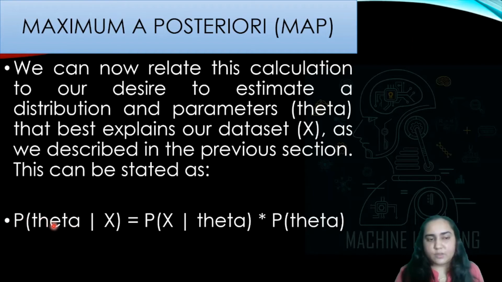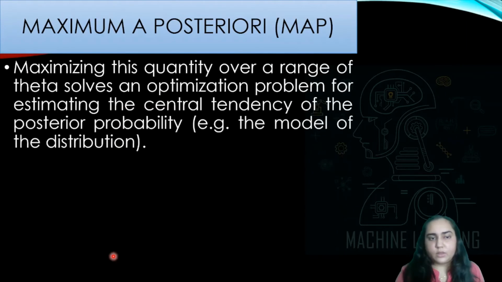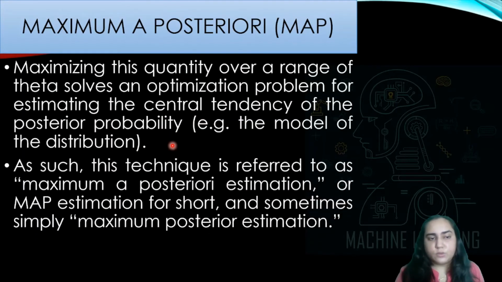So once again, we have theta. So P of theta given x equal to P of x given theta into P of theta. So you could use this. We are going to use this in a minute. And if you maximize this quantity over a range of theta values, then it would solve the optimization problem of estimating the central tendency of the posterior probability or of the model. So it could be any distribution model. We are going to be using one soon.